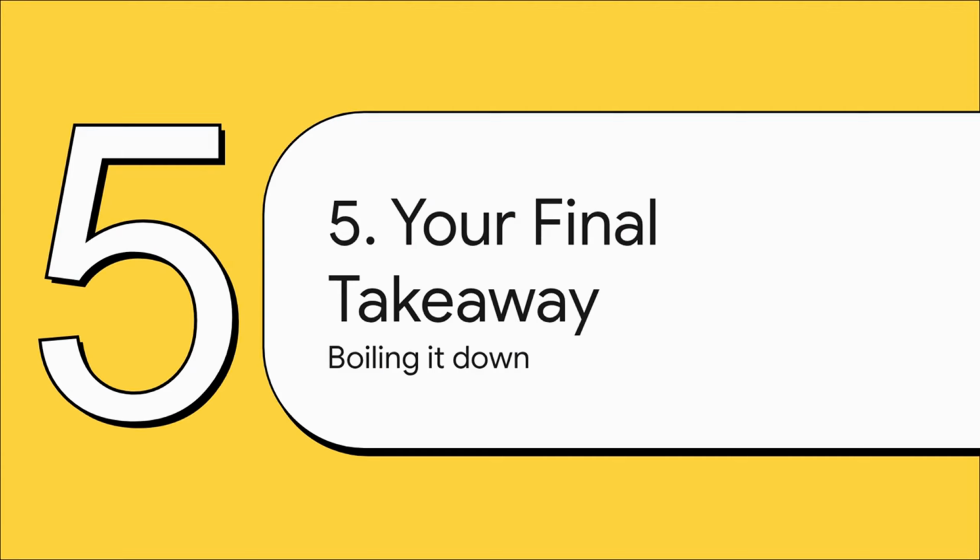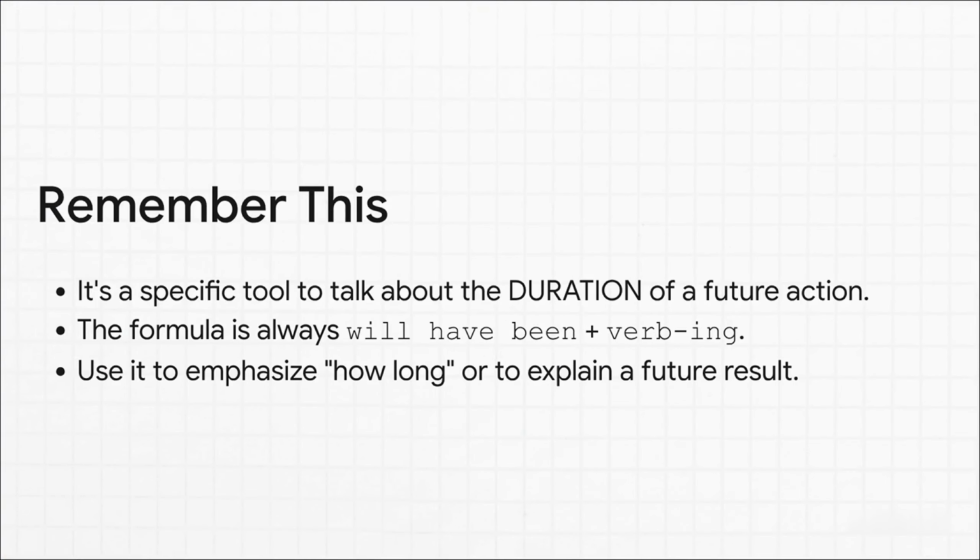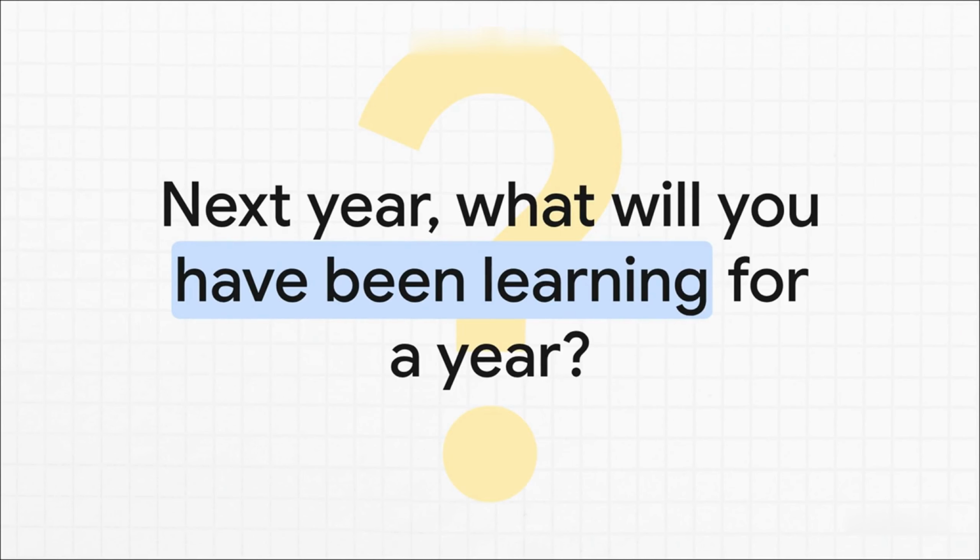Okay, so let's boil all of this down to the essentials. If you're going to remember just a few things from our chat today, make it these key points. Think of this as your cheat sheet. First, this is the duration tense. That's its whole identity. Second, the formula is an easy, unbreakable rule, will have been, plus the verb with ing. And third, its two main jobs are to emphasize how long something has been going on or to explain the why behind a future result. That's the whole game.